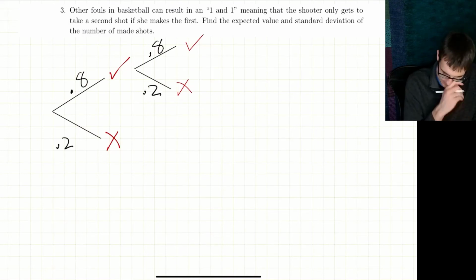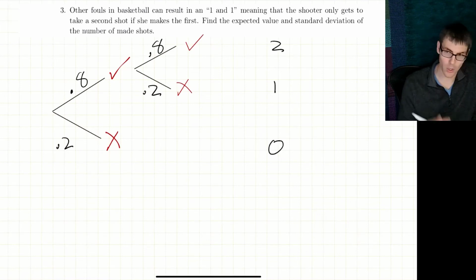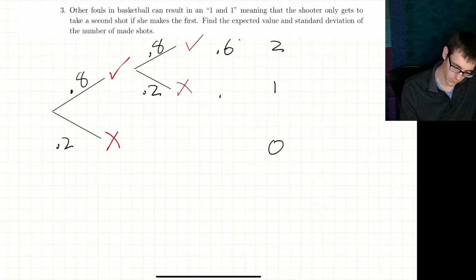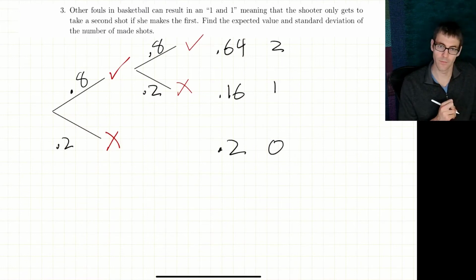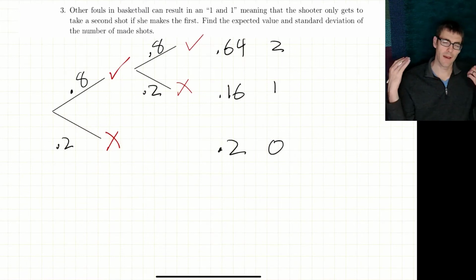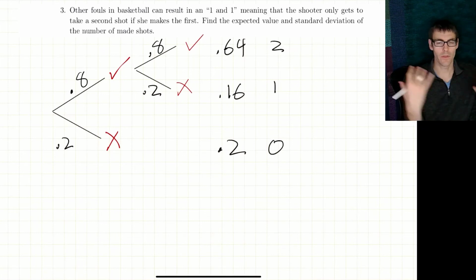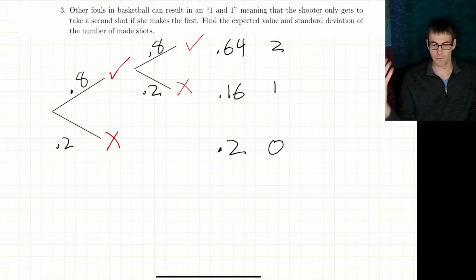So just like before, we can label edges with probabilities, and we can find the total probabilities of ending up with 2, 1, or 0 total shots made. Well, we have a 0.64, 0.16, and now just a 0.2. And just like before, we can find the expected value or the mean of the random variable and the standard deviation of that variable.